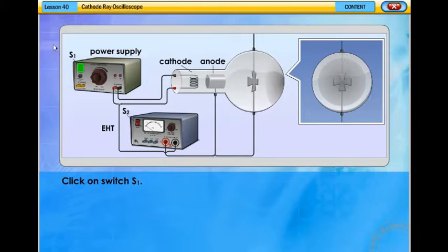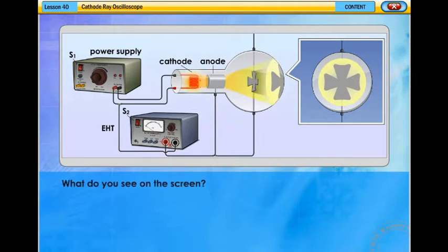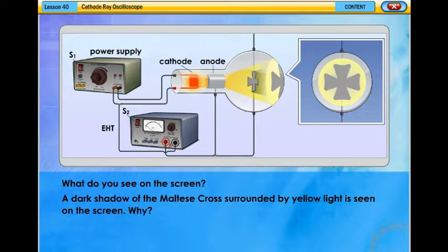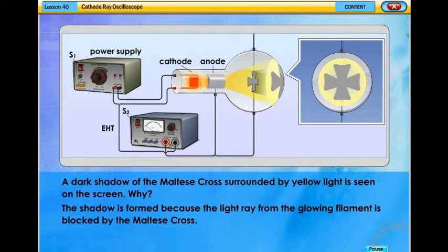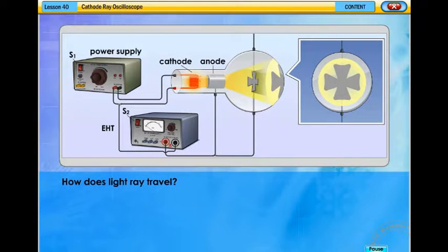Click on switch S1. What do you see on the screen? A dark shadow of the Maltese cross surrounded by yellow light is seen on the screen. Why? The shadow is formed because the light ray from the glowing filament is blocked by the Maltese cross. How does light ray travel? Light ray travels in straight lines.